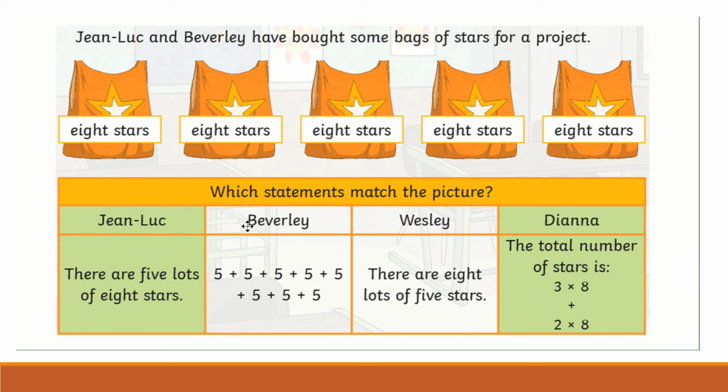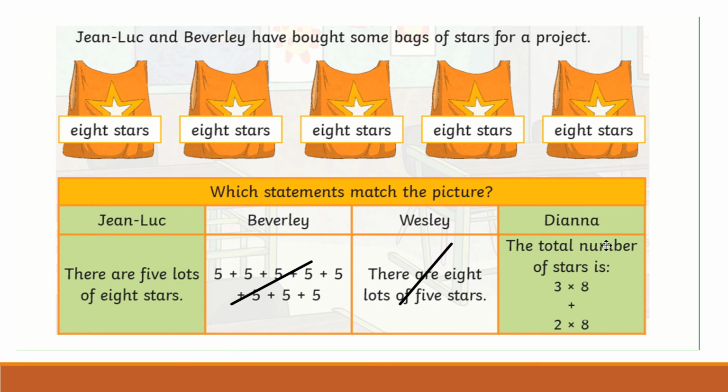So well done. Beverly says 5 add 5 add 5 add 5 add 5 add 5 add 5 add 5. So we've got 1, 2, 3, 4, 5, 6, 7, 8. 8 sets of 5s. That's not correct, is it? So it's not that one. Let's take a look. Wesley says there are 8 lots of 5 stars. Can we see 8 lots? 1, 2, 3, 4, 5. So that one is not correct. So let's put a line through that one.